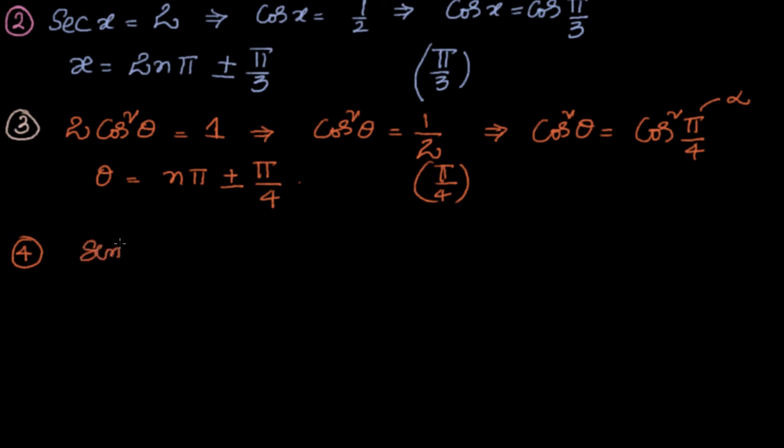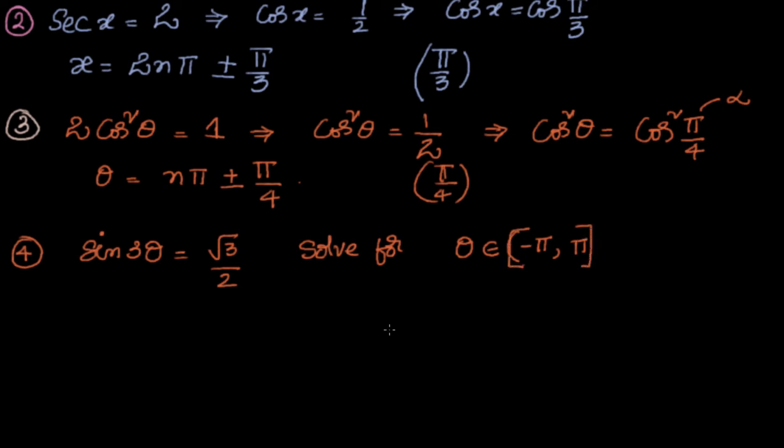Sin 3 theta equal to root 3 by 2. We have been asked to solve this for theta in the range of, let us say, minus pi to pi, including the boundaries, square brackets.